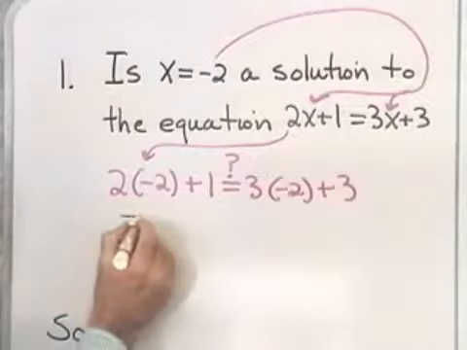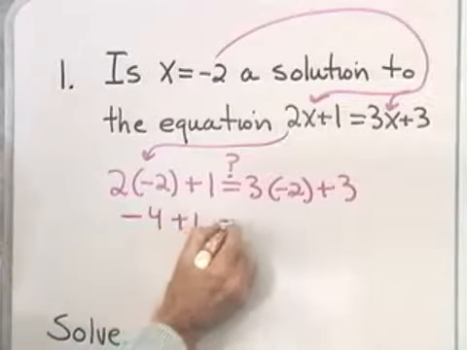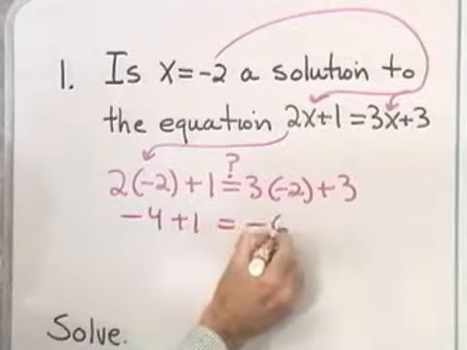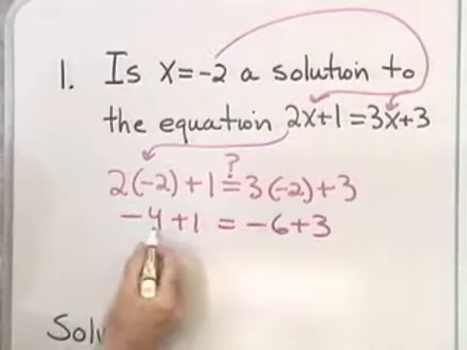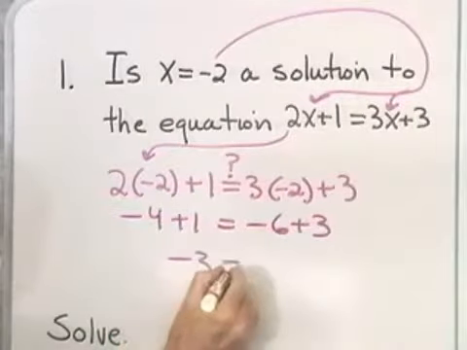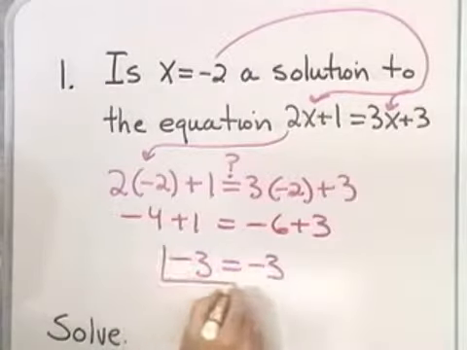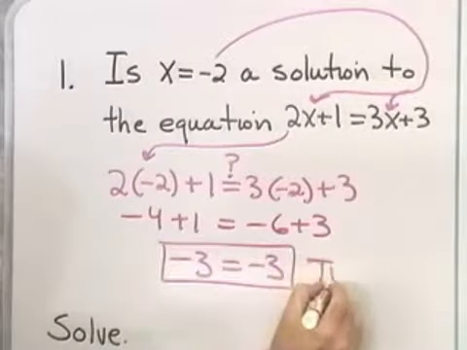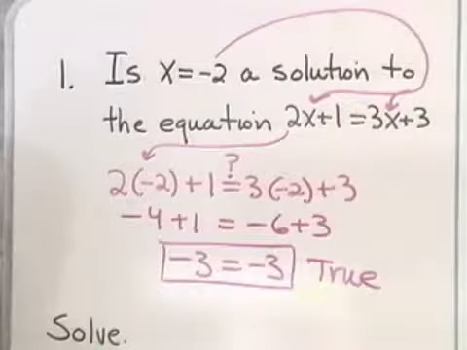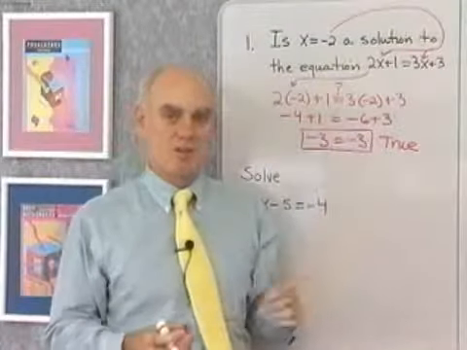2 times negative 2 is negative 4 plus 1. 3 times negative 2 is negative 6 plus 3. Negative 4 plus 1 is negative 3. Negative 6 plus 3 is negative 3. So there, in fact, I have a true statement, meaning that x equals negative 2 is a solution to the equation.